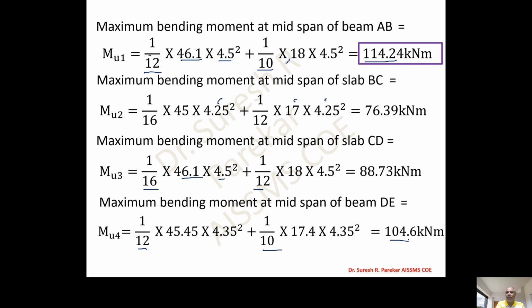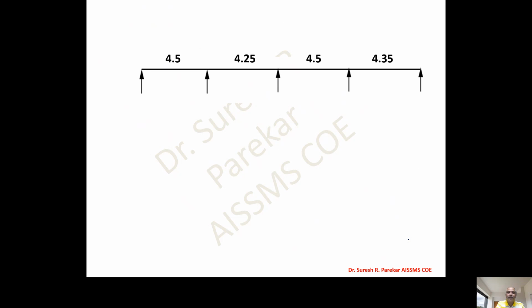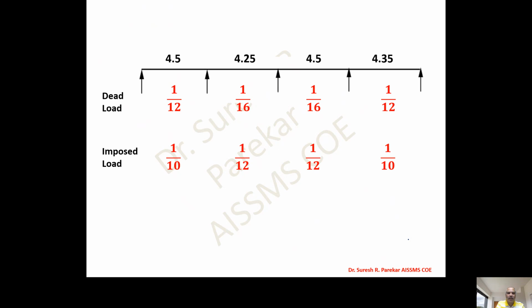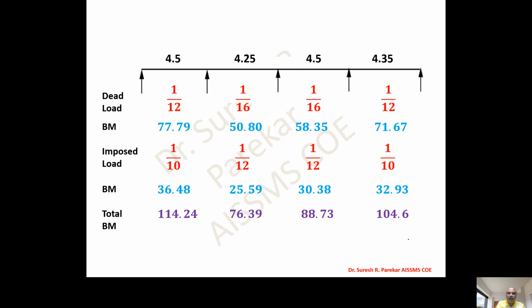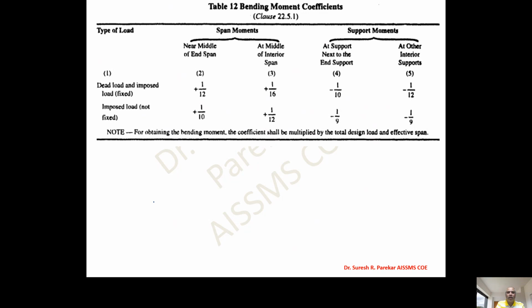So the maximum value we have is 114.24 kilonewton meter, that is positive moment, or at mid span, or sagging moment. So we can have these values. Now you can see we have bending moment due to dead load, these values. Due to imposed load, we have these values, and these are the final values. And the maximum value we have over here is 114.24 kilonewton meter. Now we will switch over to support moment.